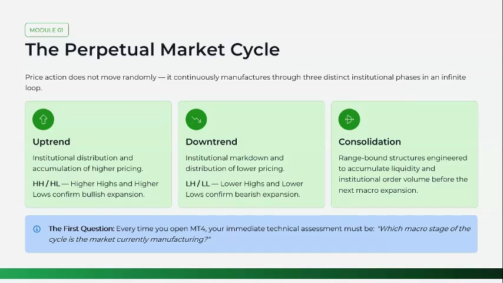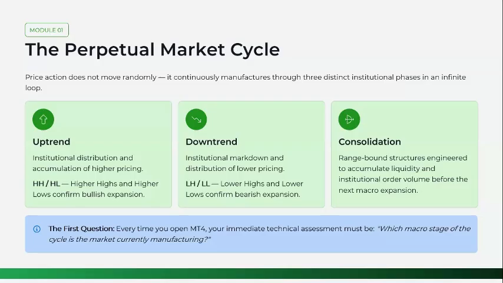Okay? So, price action does not move by accident or random chaos, okay? It continuously manufactures through distinct phases. And you can see those phases: uptrend, downtrend, and consolidation. So we are going to look at those ideal phases. Ideally, how do these phases look like? Ideally, uptrend is known as the bullish market structure. Downtrend is also known as the bearish market structure. Consolidation is simply neutral market structure. Range-bound structures, in other words.